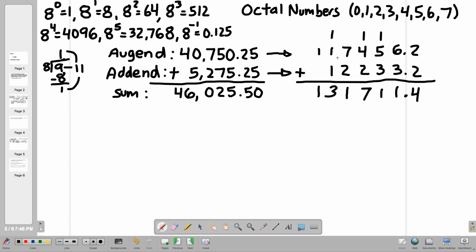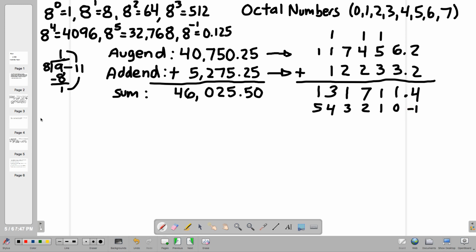Now what we want to show is that this value 131711.4 is indeed the value 46,025.50 in decimal. Let's look at the positions of the digits. So 1 is in the 0th position. The second 1 is in the first position. 7 is in the second position. 1 here is in the third position. 3 is in the fourth position. And 1 is in the fifth position. Now, because we have the decimal point, we have 4 to the right of the decimal point. It would be in position -1.